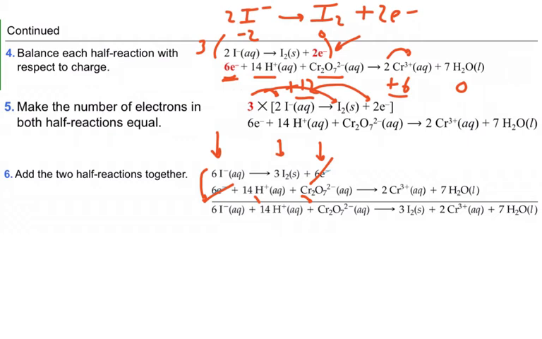Now look at your products. This one's all the way over here. The 2 chromiums and the 7 waters. So now it's verification time. Let me erase this to make it a little bit more clear, and we'll go in the same order.